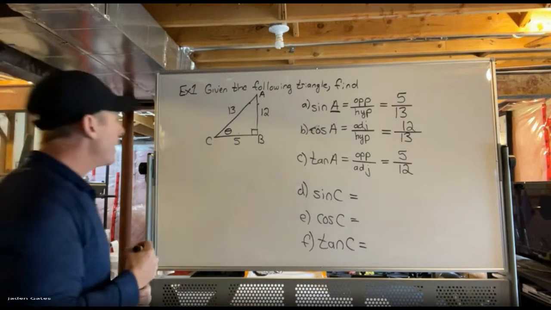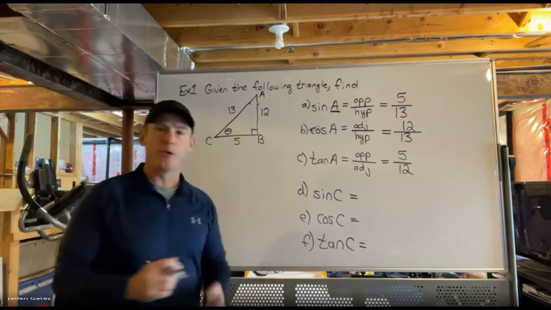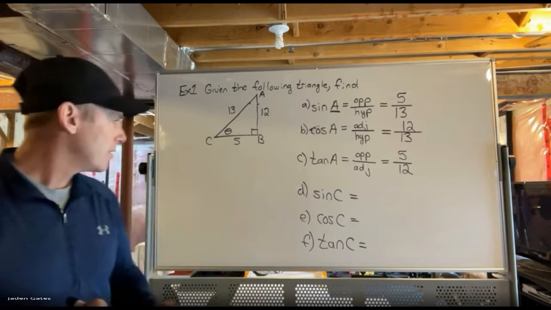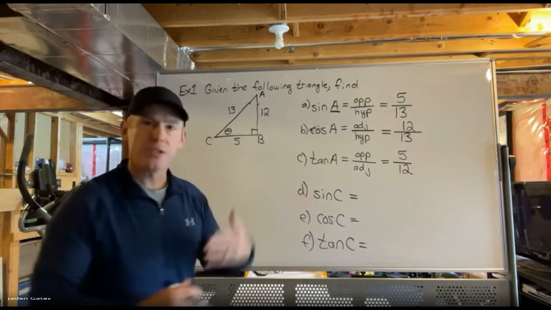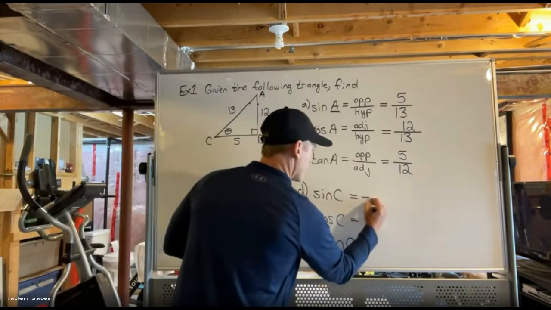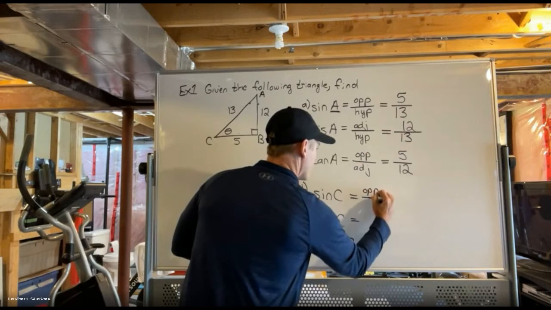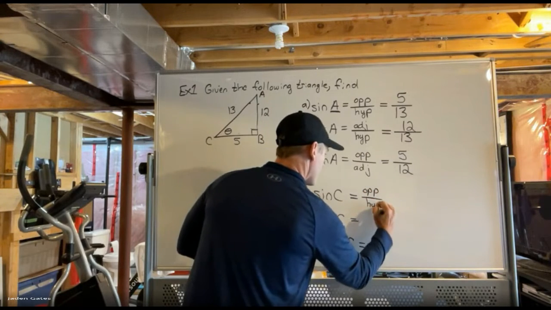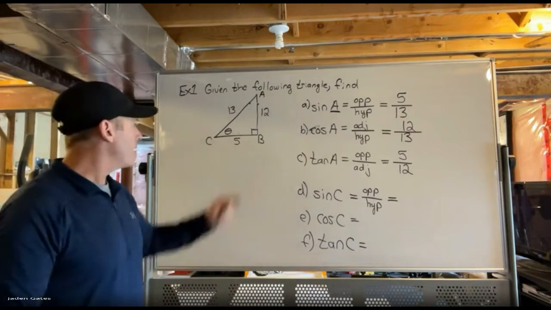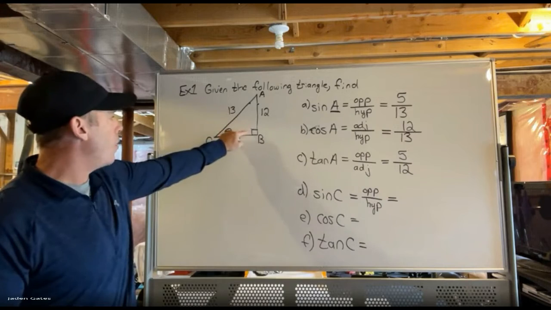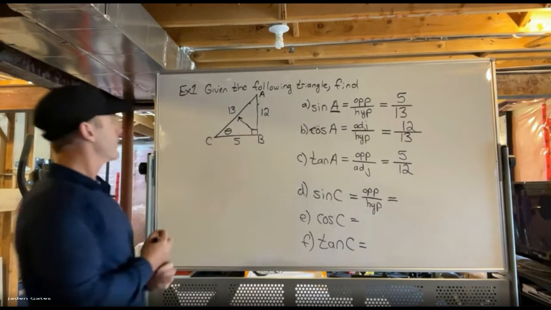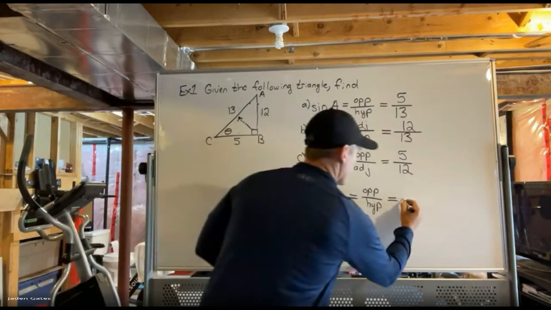Now again, doing the same thing with those memory phrases. Sine on highway, cozy at home, tan on arms. Sine C, sine on highway. We have our opposite divided by our hypotenuse. Okay, now, again, the hypotenuse is always across from the right angle. So it is a 13 in the bottom here of my fraction.